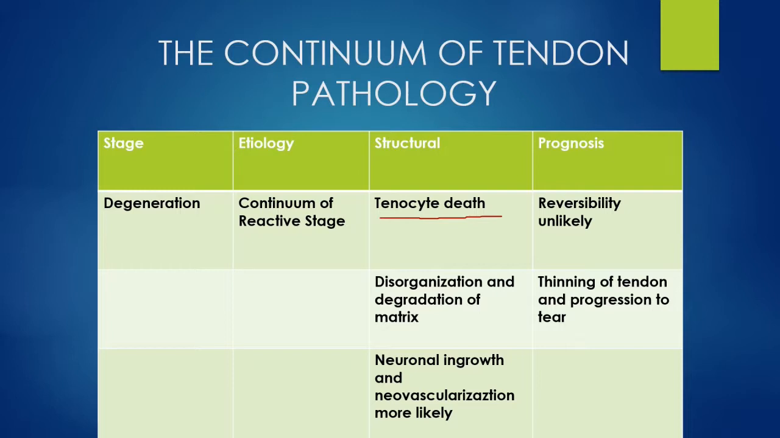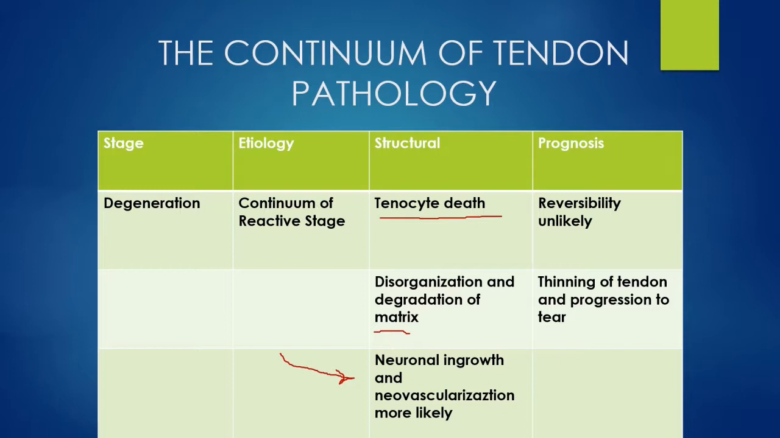We're going to see degradation of the matrix, where the matrix becomes more puffy, more aqueous, and more fluid, thereby contributing to further thickening of the tendon. And now we're going to see neuronal ingrowth and neovascularization in this degenerative stage, which contributes both to the pain and to the thickening of the tendon.